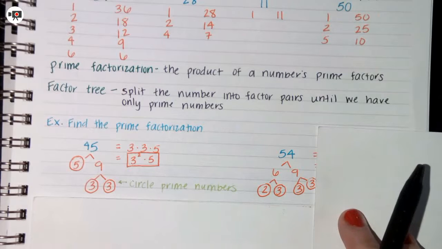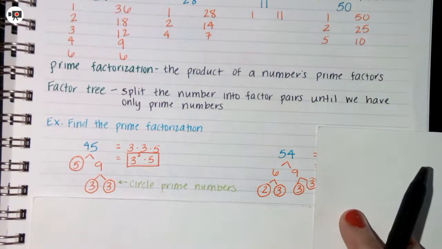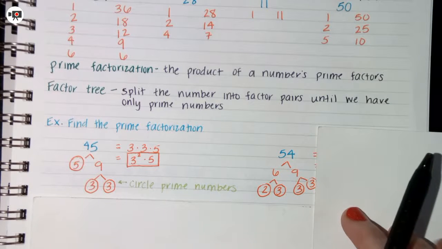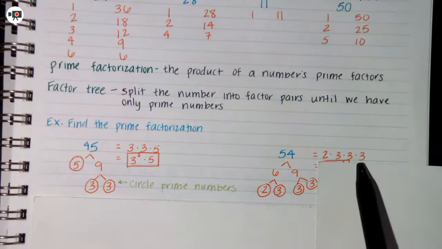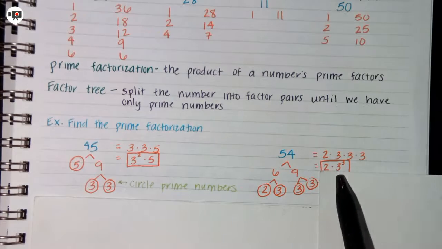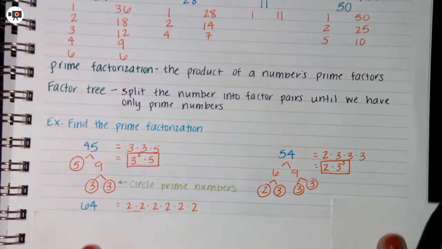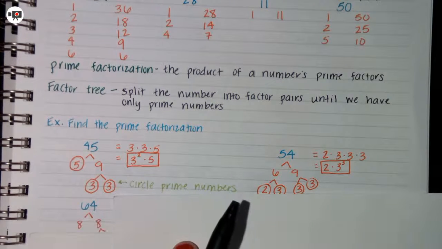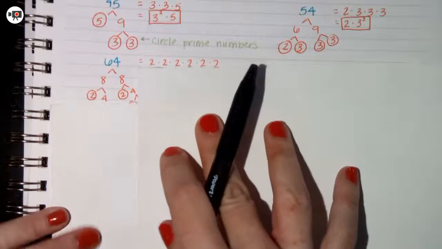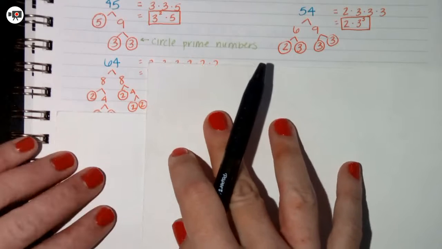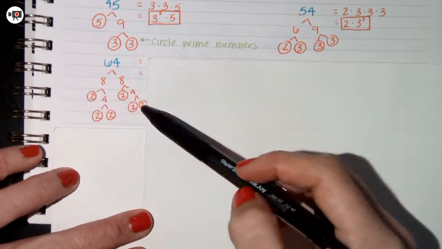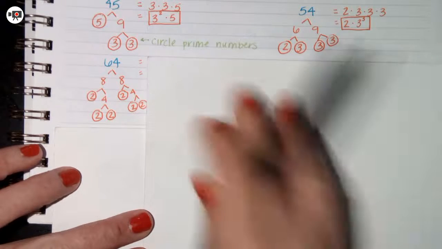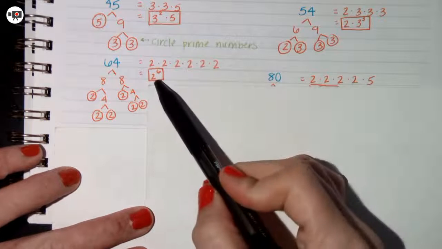For 54, I can have 6 and 9. 6 is 2 times 3, and 9 is 3 times 3. So here I'd have 2 times 3 times 3 times 3, which is 2 times 3 to the third. For 64, I know that is 8 times 8. 8 is composite, and 8 is 2 times 4, and 4 is each 2 times 2. So all these numbers I have at the ends here are 2's. So this is 2 to the 6th power.